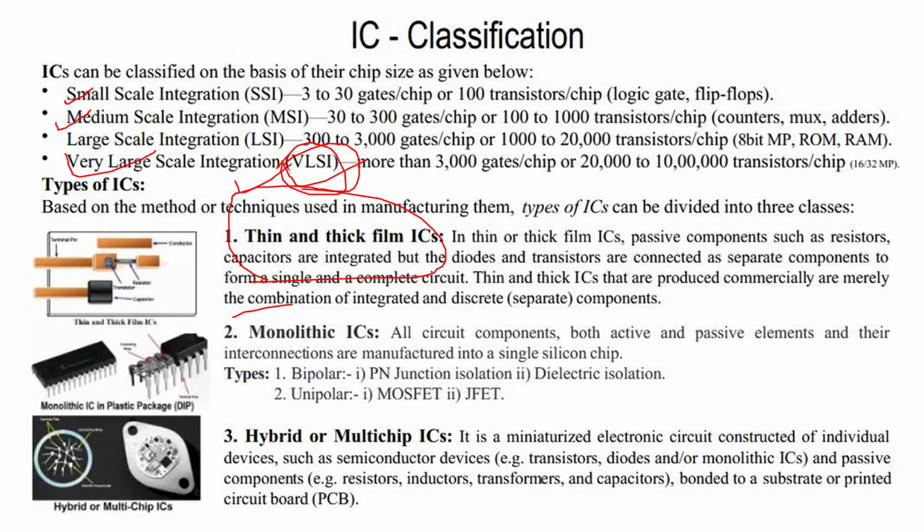So a monolithic integration is that one. All circuit components, both active and passive elements and their interconnections, are manufactured into a single silicon chip. This is the crux of monolithic integration. And what are those? Here PN junction isolation, and the unipolar ones are your MOSFETs. These are the devices, right? That is called monolithic. What is monolithic? Integrating multiple components on the same chip.